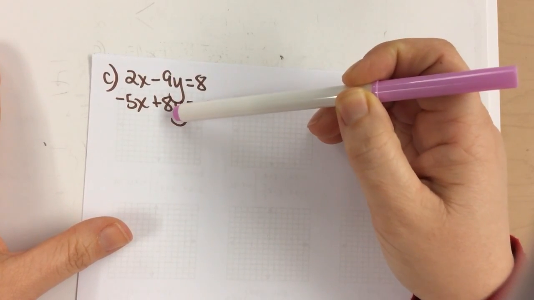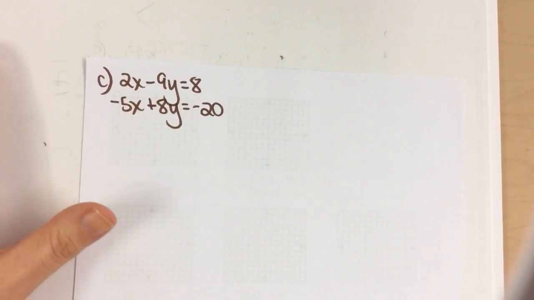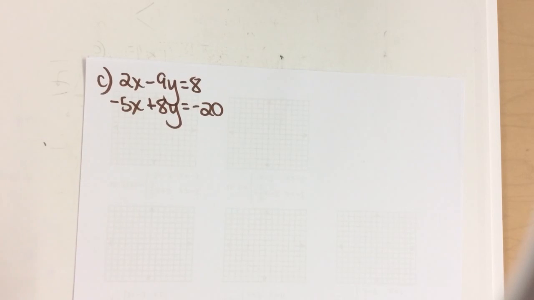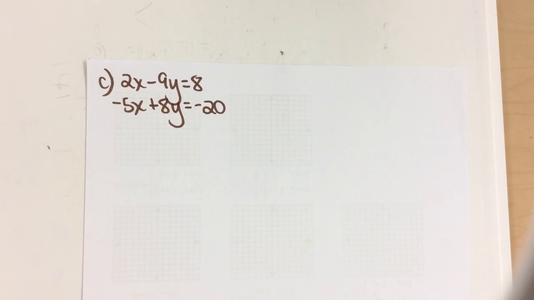And there's nothing I can do here to make this a positive 9, so that those would cancel. So in this case, I'm going to have to multiply both equations. There's three, like I said, 3 levels of difficulty. One of them is you don't have to multiply anything. They all cancel out, or the x's or the y's cancel out on their own. The other one, you have to multiply one equation, and then the most difficult, you have to multiply both equations.